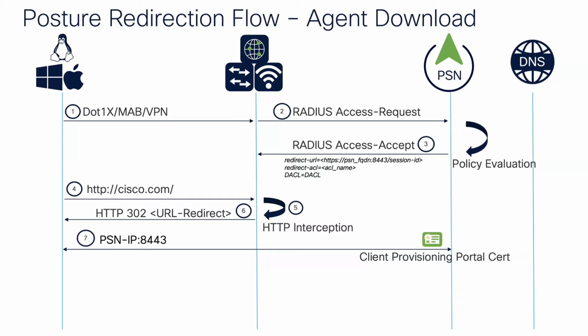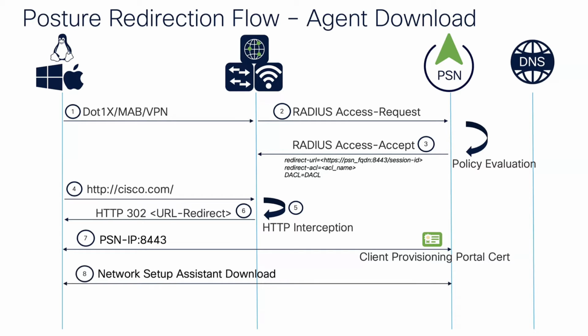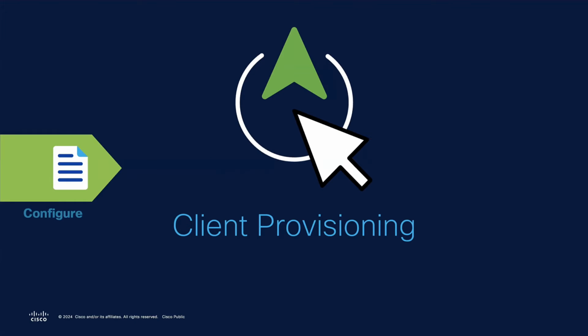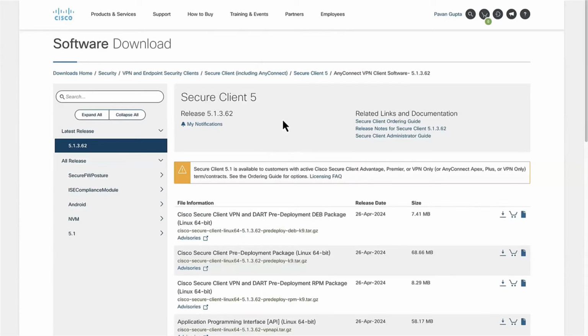Now, once it gets redirected to the client provisioning portal, it tries to download the network setup assistant, which in turn downloads the agent. That's how you're going to be deploying the agent or a secure client to the endpoint. Now, in order to deploy the agent from head-end devices like ISE or VPN head-end systems, we are supposed to actually configure the client provisioning policies. Let's go through our demonstration. How do we deploy agents to the respective operating systems?